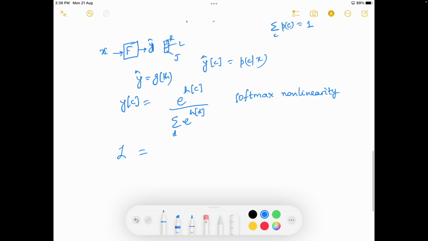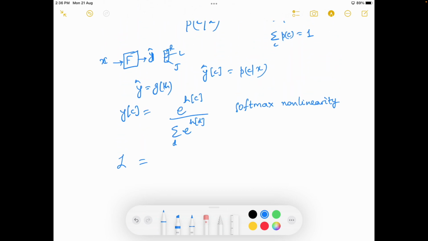So essentially you are trying to compare two PDFs. You have some target PDF. What is the target PDF? Let's say you know it's a rose. The PDF is 1, 0, 0: 1 for the rose, 0 for lotus, 0 for jasmine. Means the probability of rose is 1, probability of lotus is 0, probability of jasmine is 0. So this is the target PDF. And what is the output PDF? This y.